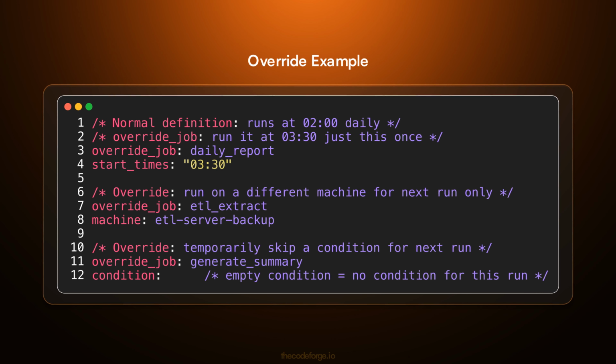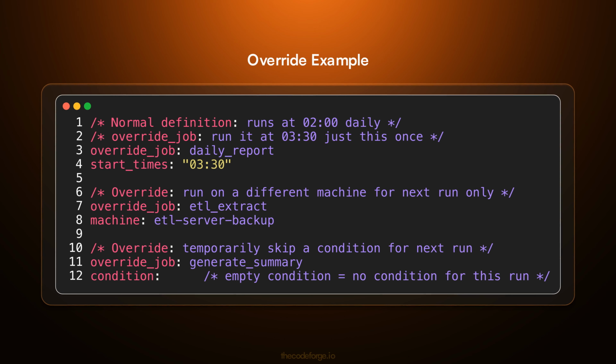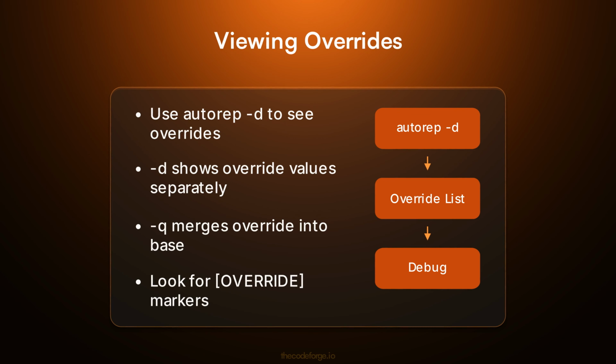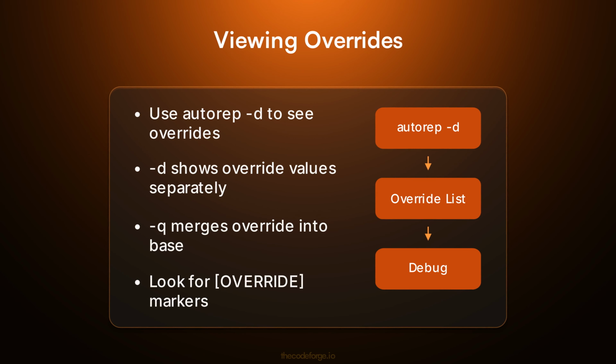Here's how to set an override. Use override job followed by the job name and the attributes you want to change. The override applies to exactly one run. To see active overrides, use autorep jobd. The detail flag shows overrides separately. The queue flag shows merged JIL, making it hard to distinguish overrides from permanent values.